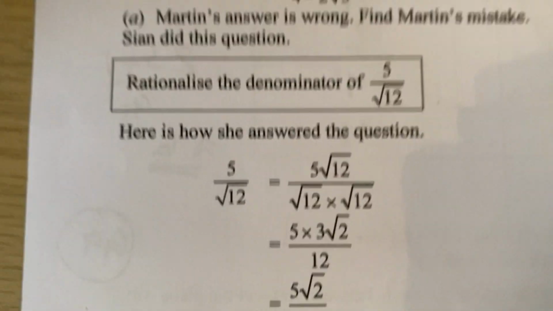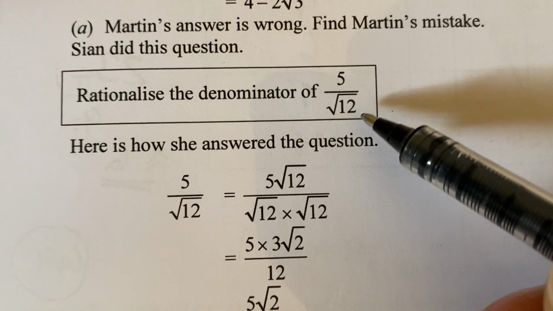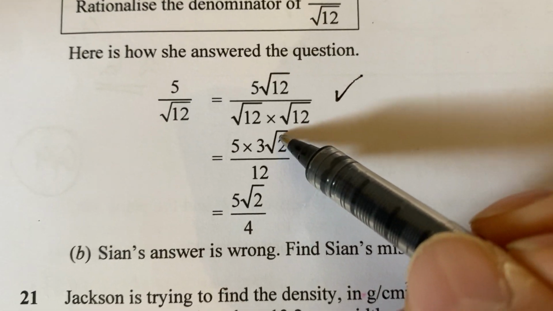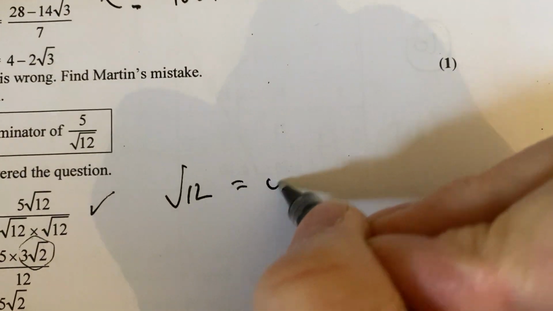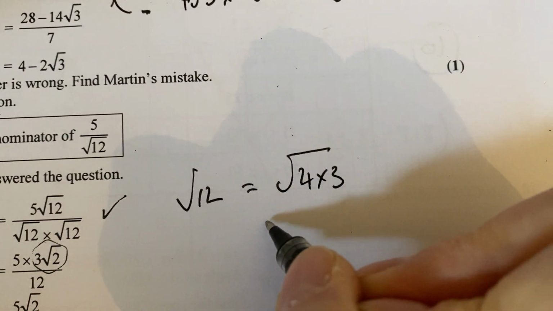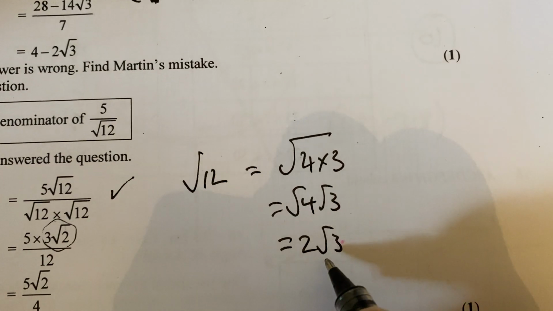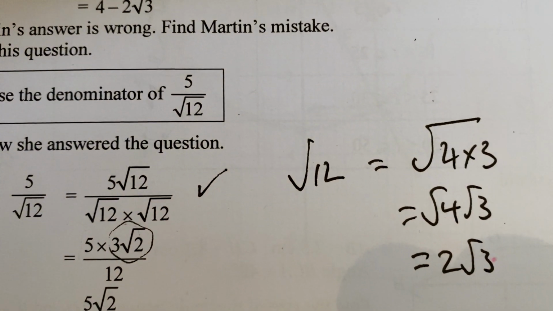This one here, rationalize the bottom denominator. Well, you're going to simply times top and bottom by root 12. Done that correctly. Oh, look, here we go. If you do root 12, that is the same as root 4 times 3, which is root 4 root 3, which is 2 root 3. And they've got 3 root 2. So it should be 2 root 3 instead.